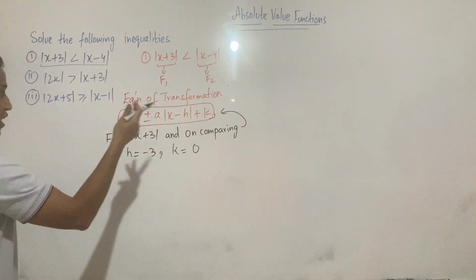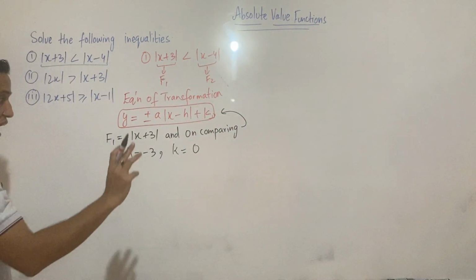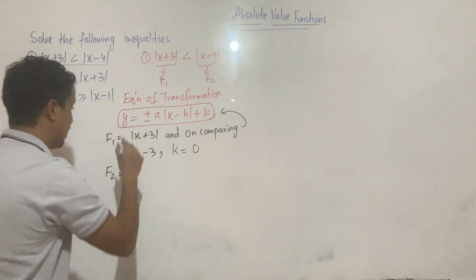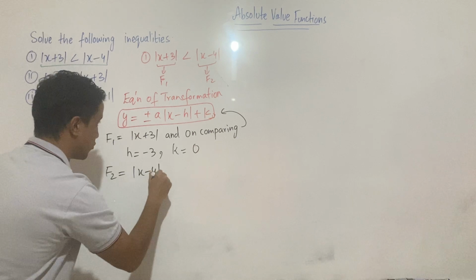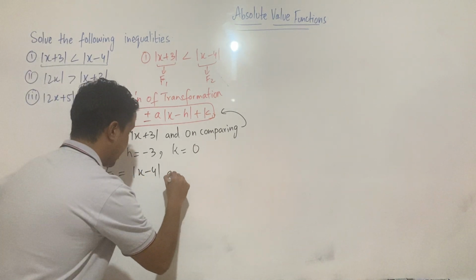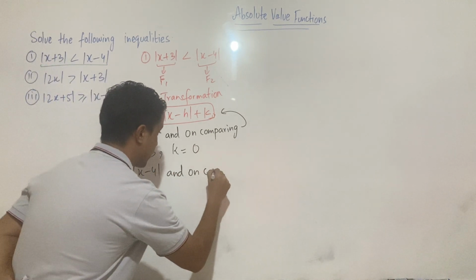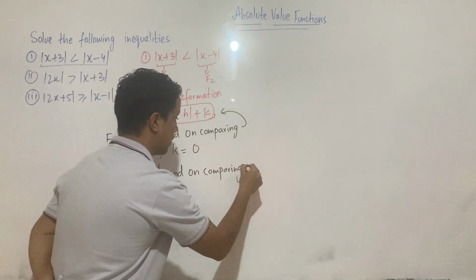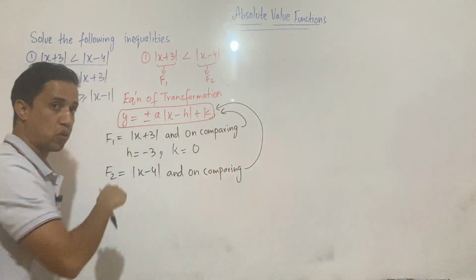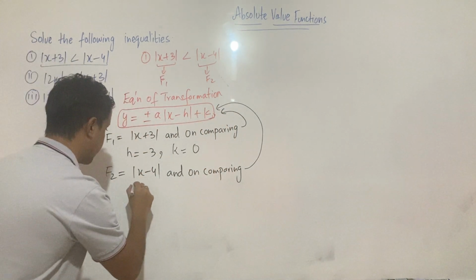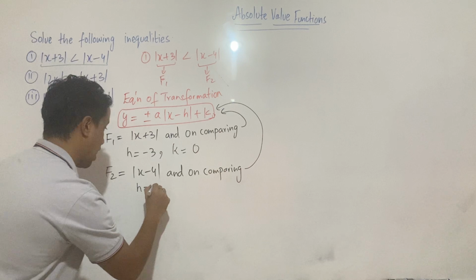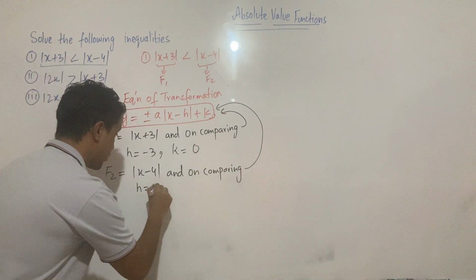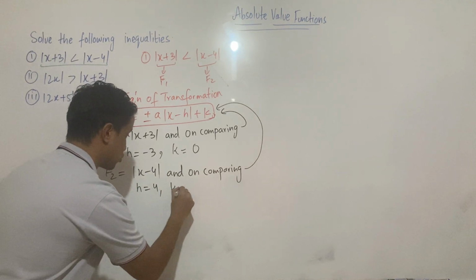Then let's take the second function, that is x minus 4, right? On comparing the same function with equation of transformation, we will get x-intercept is going to be 4, and y-intercept is going to be 0.